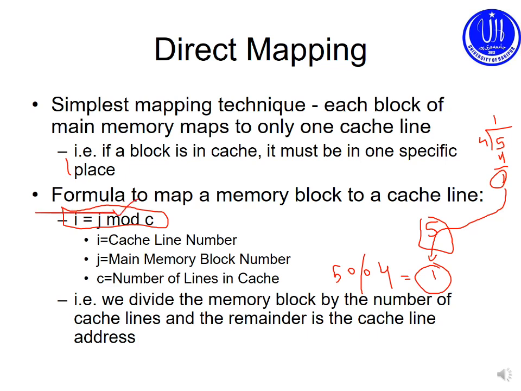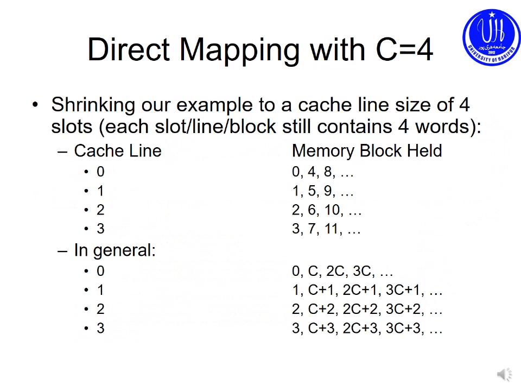This is just simple. For example, if we have 4 cache lines, block numbers 0, 4, 8 will come to the first line. 1, 5, 9: if you divide each of these by 4, the remainder will be 1, then 2, and then 3. This is the general formula for direct mapping.